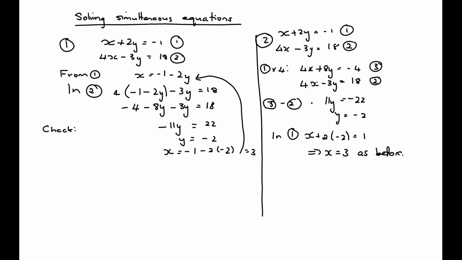Sometimes we'll get no solution, in which case the lines are parallel, so they're not intersecting at all. And sometimes we get an infinite number of solutions, in which case the lines can be drawn like that. They're actually on top of each other. They are the same line.